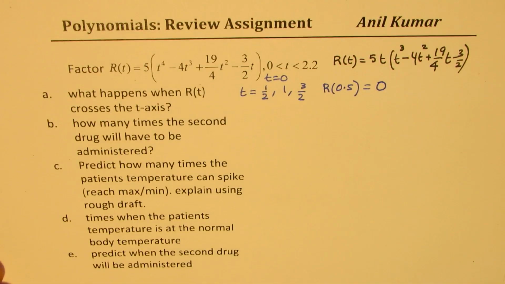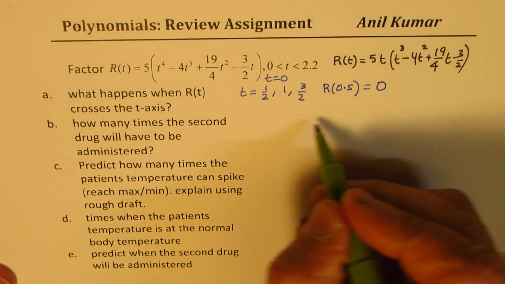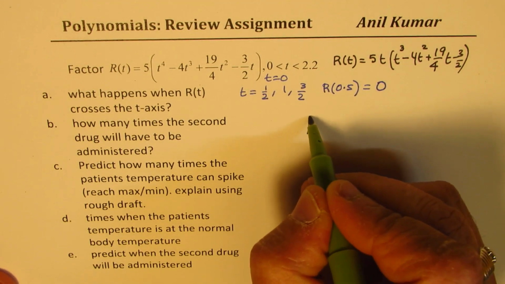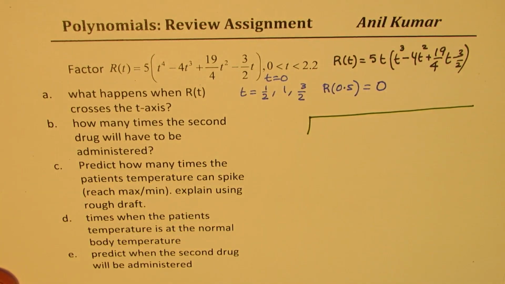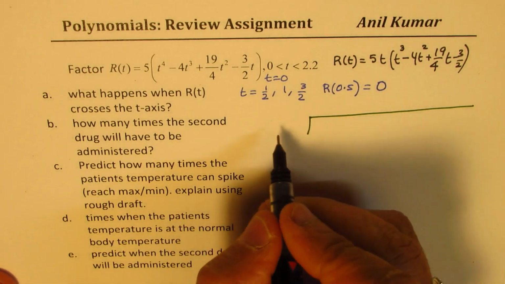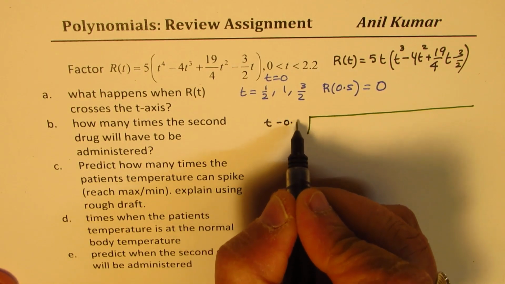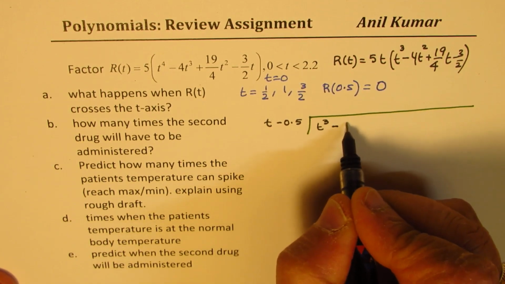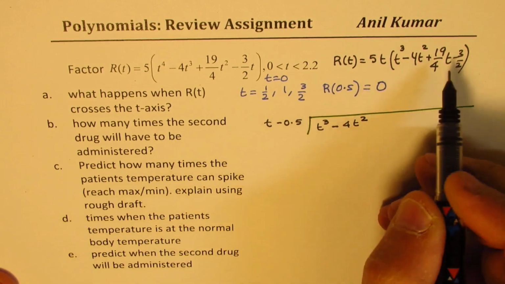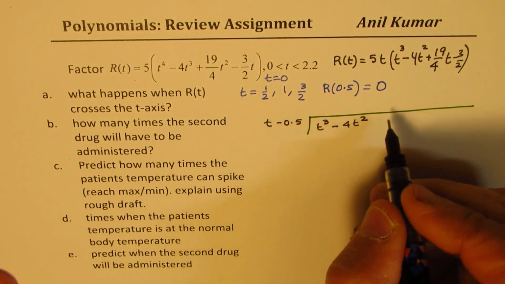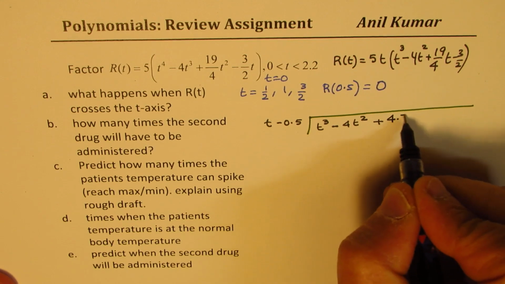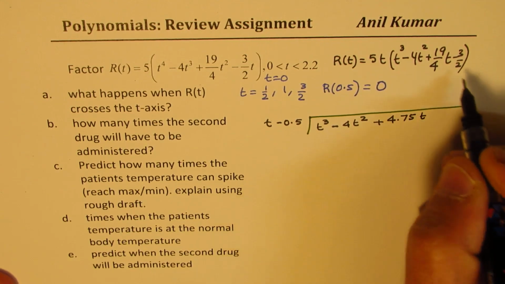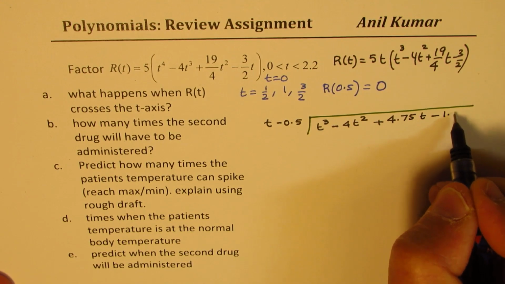Since we have got a 0 here, we could divide this equation by t minus 0.5. So let's work in decimals. Let's divide it by t minus 0.5. The equation is t cubed minus 4t squared, 19 divided by 4 will be 4.75 t, and minus 3 over 2 will be minus 1.5. Clear?